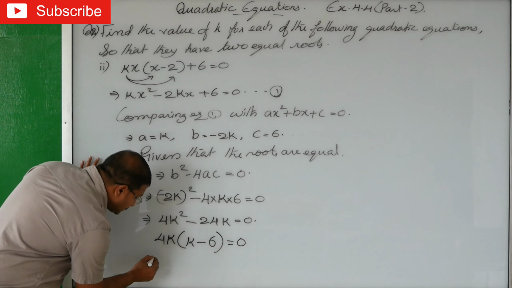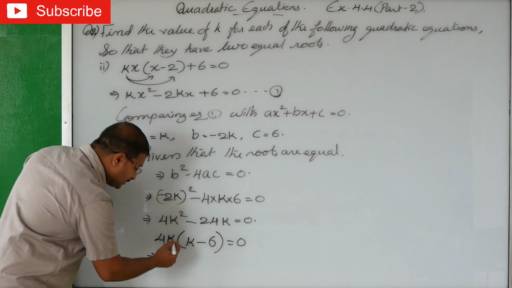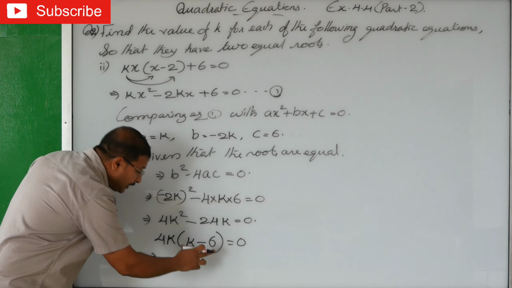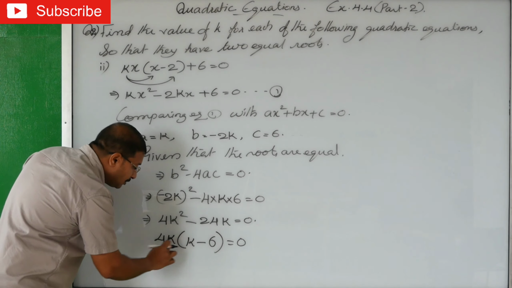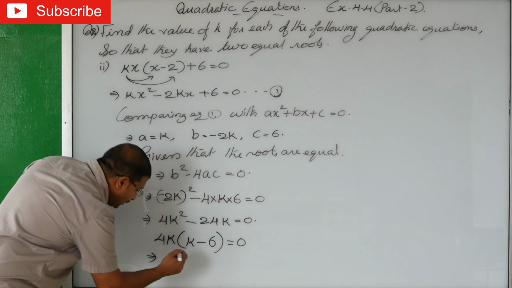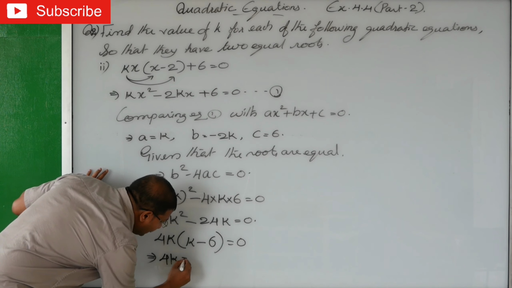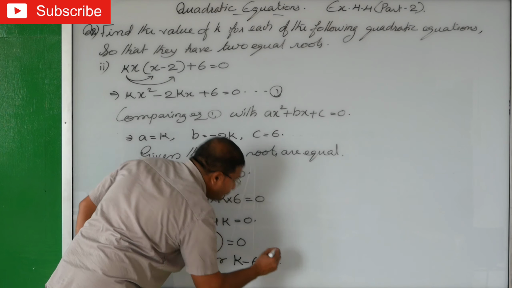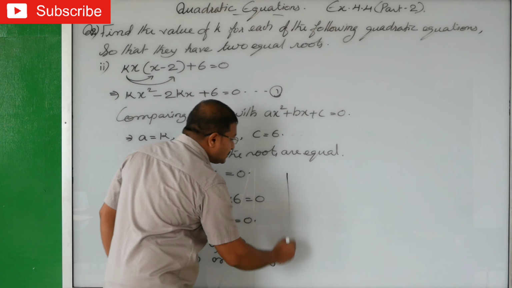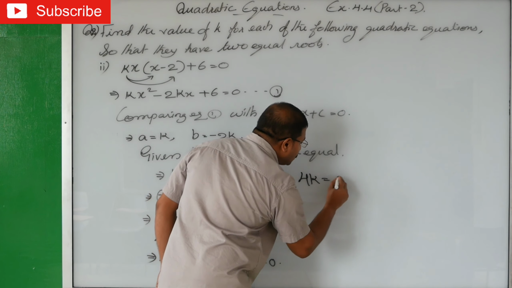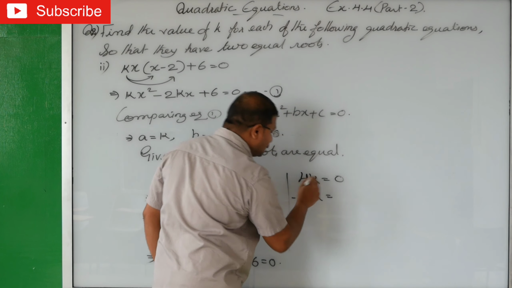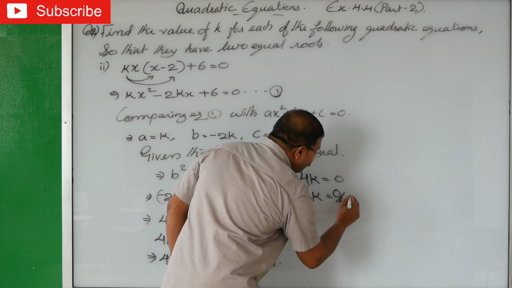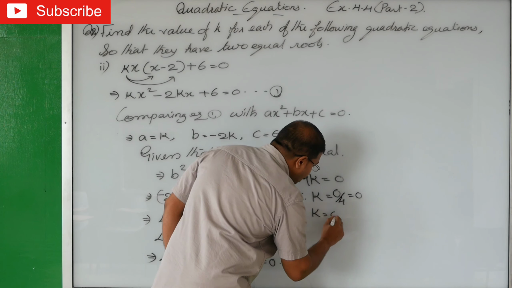Ready? This implies, that means what will happen? This 4k equal to 0 or k minus 6 equal to 0, because we got the multiplication as 0. This implies we will write 4k equal to 0 or k minus 6 equal to 0. Ready? That means 4k equal to 0, therefore k equals, this 4 is multiplying, goes to the next side, divide. That means 0 by 4 equals 0. That means k equal to 0.